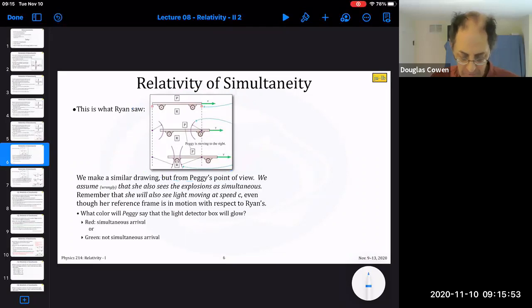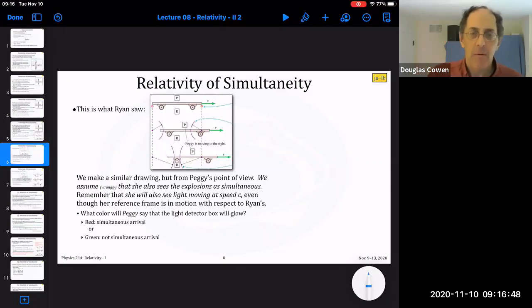All right, so now let's make a similar drawing, but instead of from Ryan's point of view, from Peggy's point of view on the train. So we're going to assume, and this is a natural assumption to make, however, I emphasize right at the get-go that this is the wrong assumption, that she also sees the explosions as being simultaneous. Why is this the natural thing to say? Well, if Ryan says that those two firecrackers explode at the same time, then we would expect that Peggy would also say that they exploded at the same time. Just saying it like that, it seems completely natural to believe that. I'm telling you in advance that that's not the right assumption, but we're going to make that assumption and see where it leads us.